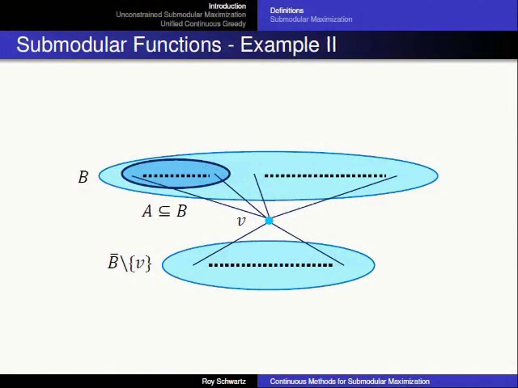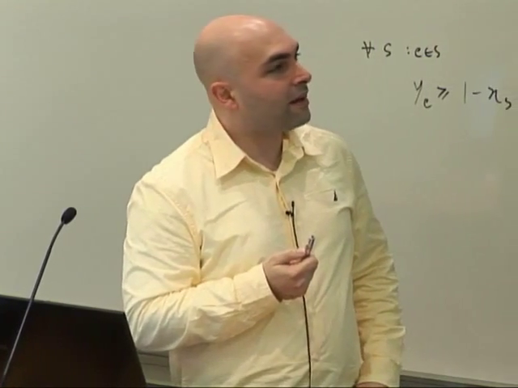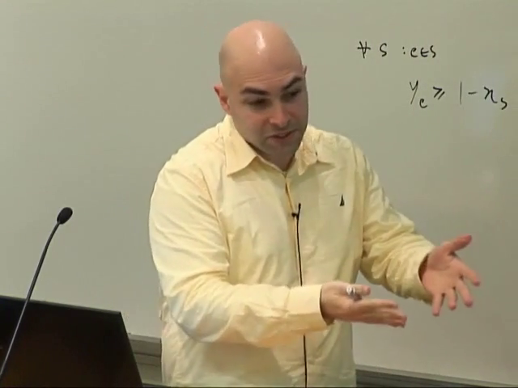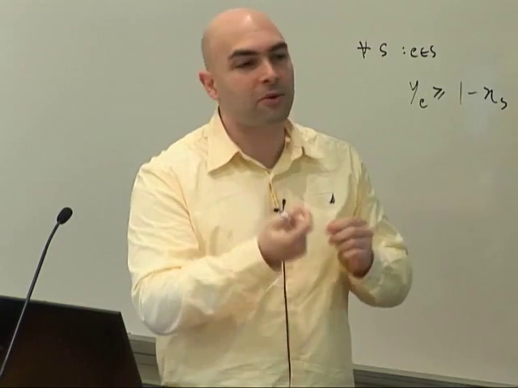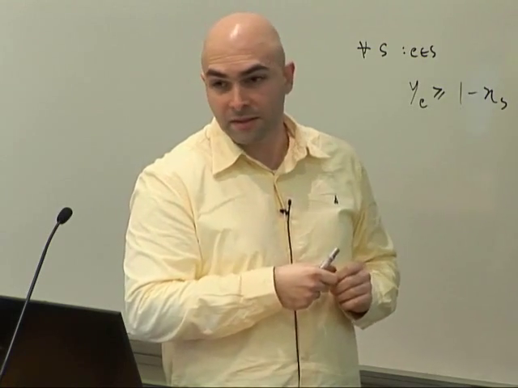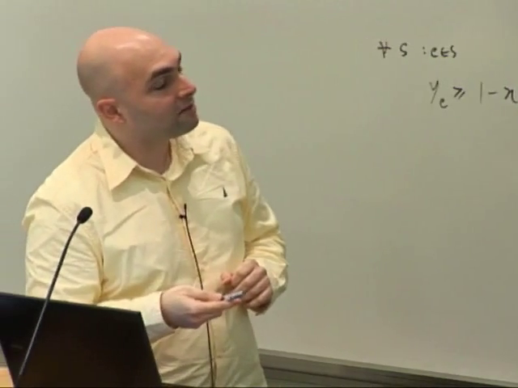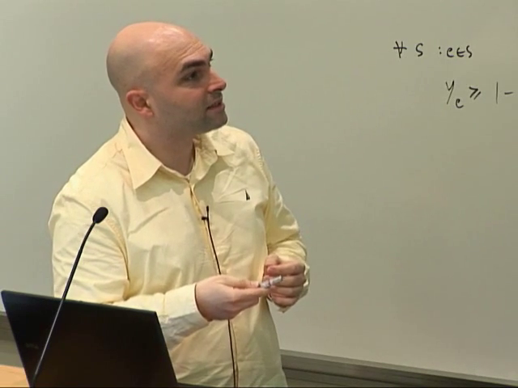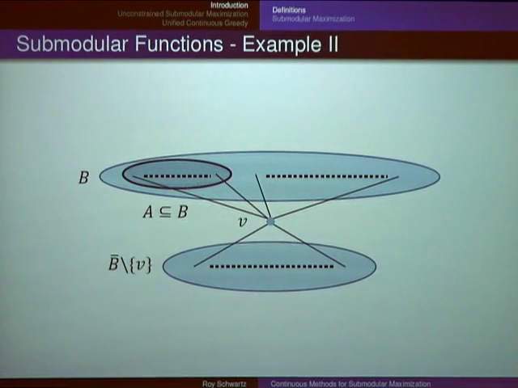The second example is also quite known, is the cut function in undirected graphs. So the ground set in this case are the vertices of the graph, and the function is just, given a subset of vertices, which is a cut, count the number of edges that cross the cut. So let's say we have two cuts here, or subsets of elements. A is the smaller one and is contained inside B, which is the larger one.